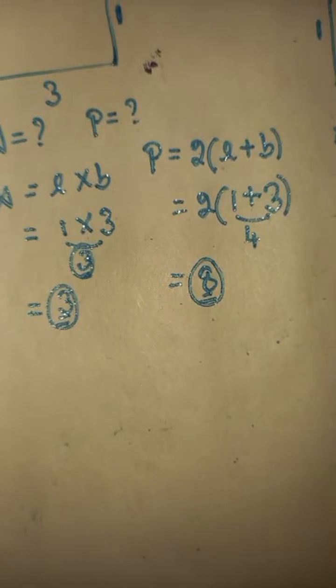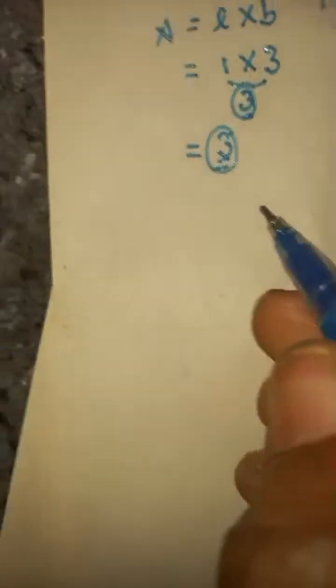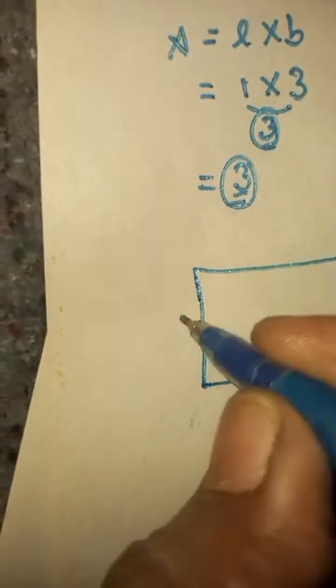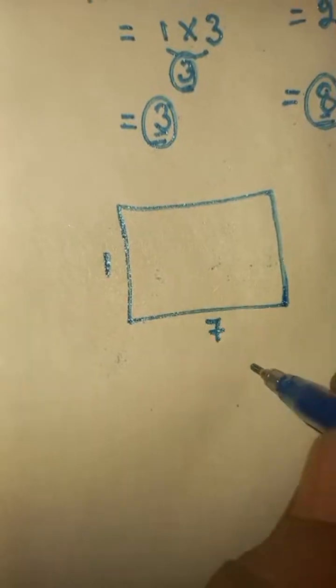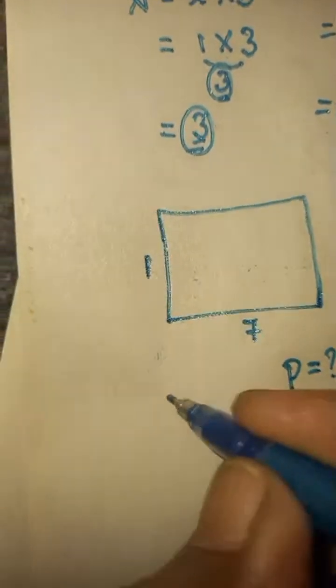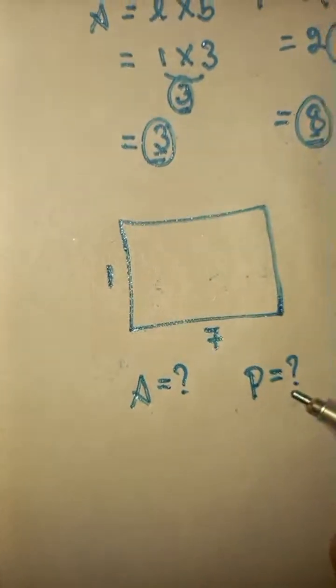Let's take one more rectangle. Here they have given in this rectangle the length as 1 unit and the breadth as 7 units. Now you need to find out the perimeter and the area of the rectangle.